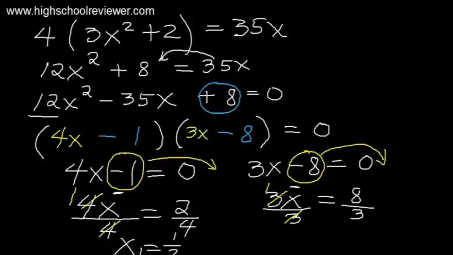And 1 multiplied by x is equal to x. And we can change this to a mixed fraction. So this will be 2 and 2 over 3. This is our x sub 2. So therefore, x sub 1 equals 1/2, and x sub 2 equals 2 and 2/3. These are our final answers.